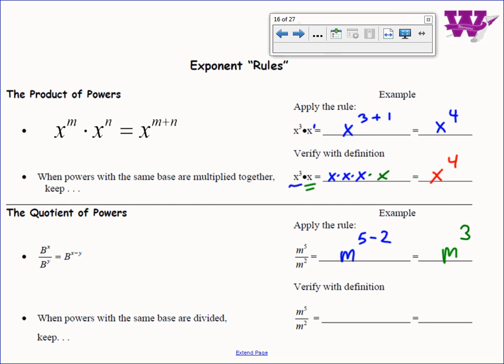Could we verify that with the definition? Certainly. If I let this line be a fraction bar, on top I would expand m to the 5th out, and that would become m times m times m times m times m.